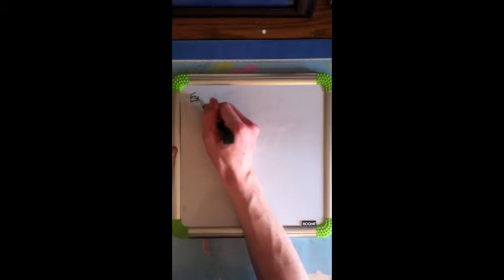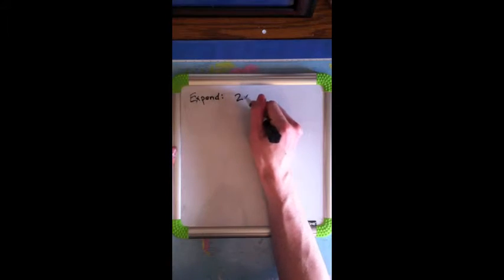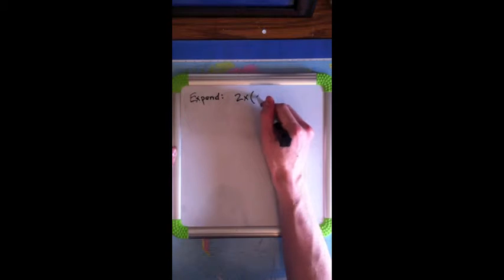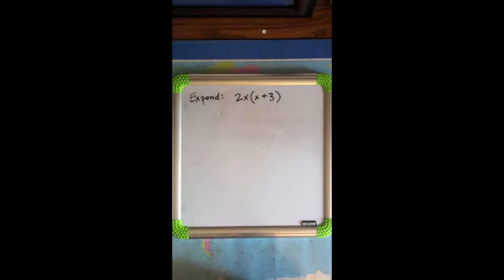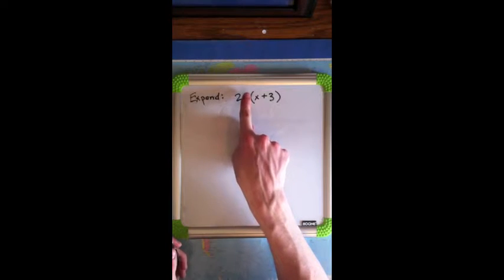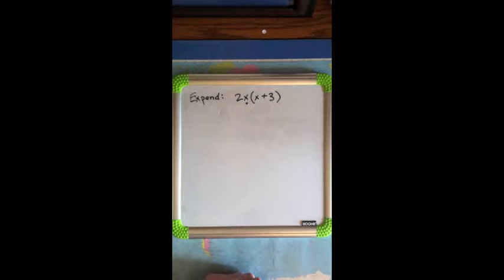Alright, so now we're going to do another example. And this example is going to be a little bit more complicated because we're going to have one more variable than we did last time. So this time, we're going to expand 2x times x plus 3. So before, we didn't have that x here. Now, we have this extra x.